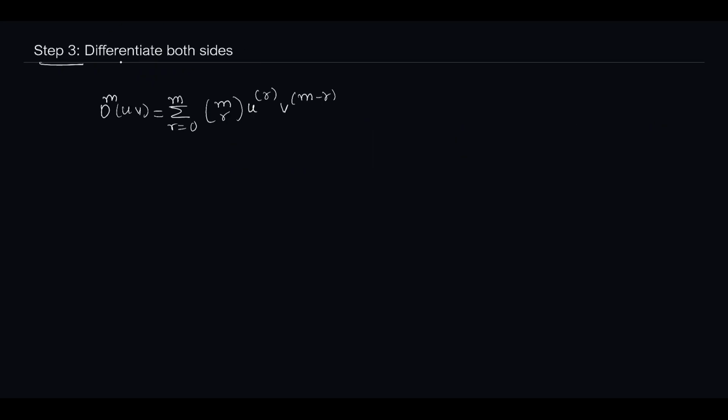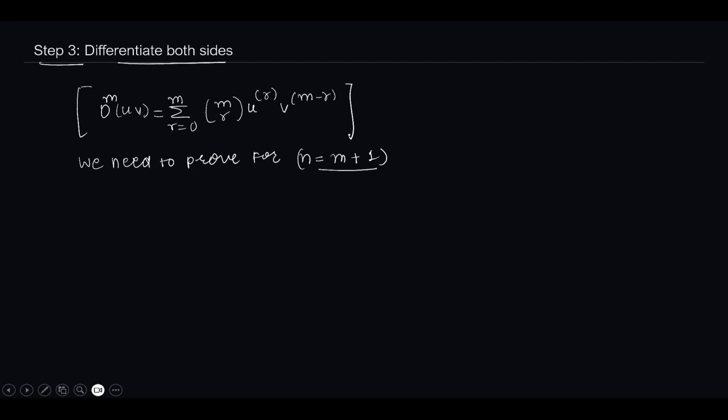Step number 3 says differentiate both sides. We got this from step number 2, but we need to prove it for n equals m plus 1. This is according to mathematical induction. For n equals m plus 1, we can say it is d^(m+1), and d^(m+1) can be written as d times d^m. Since the base is the same, the powers can be added. We already know the value of d^m from this.